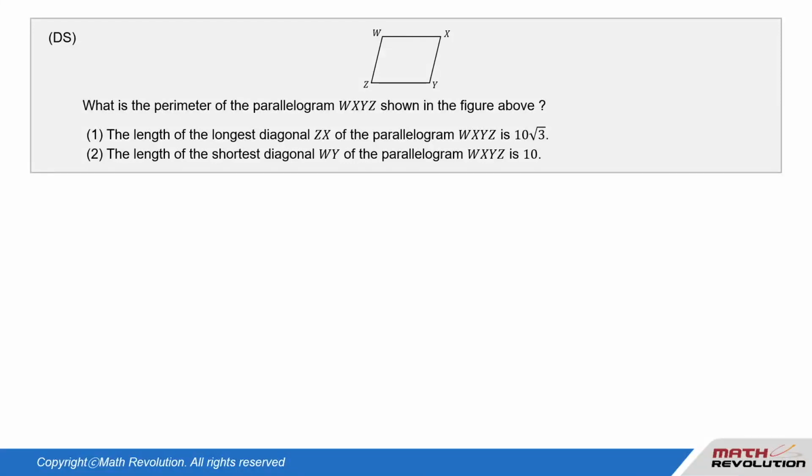Question DS. What is the perimeter of the parallelogram WXYZ shown in the figure above? Condition 1. The length of the longest diagonal, ZX, of the parallelogram WXYZ is 10 times the square root of 3. Condition 2. The length of the shortest diagonal, WY, of the parallelogram WXYZ is 10.